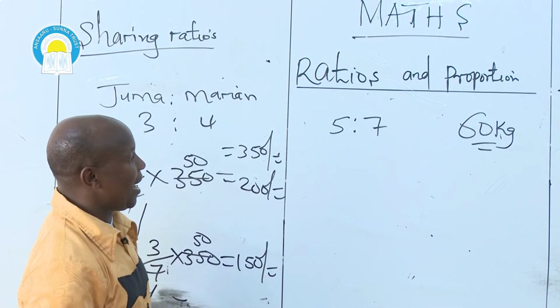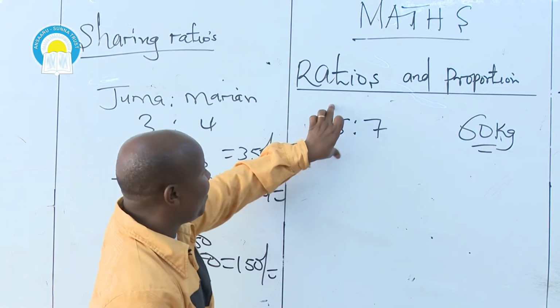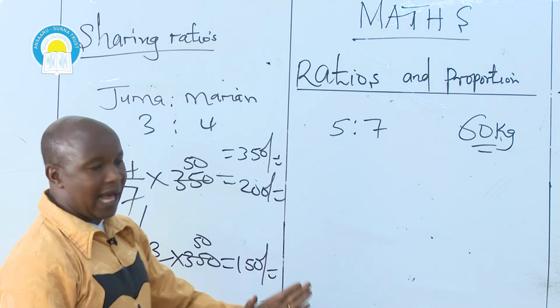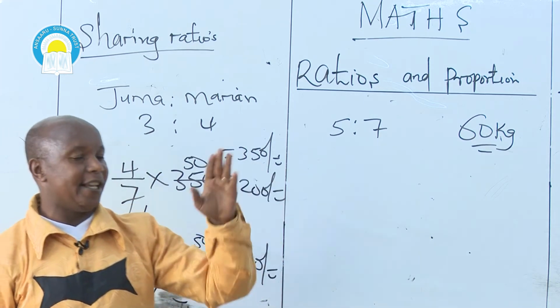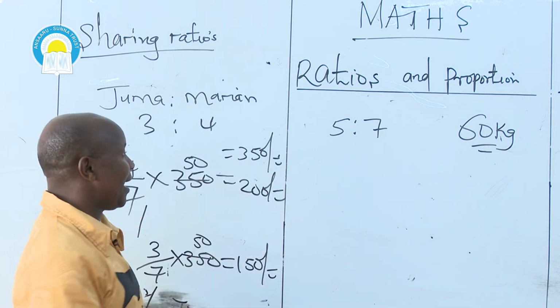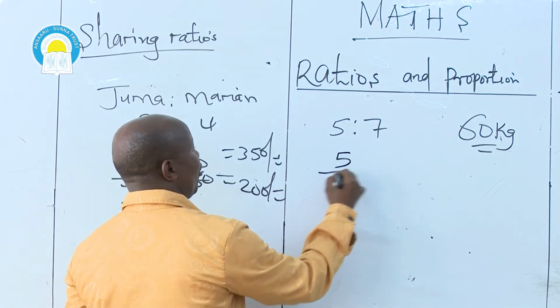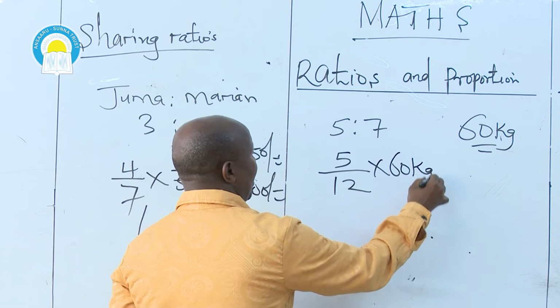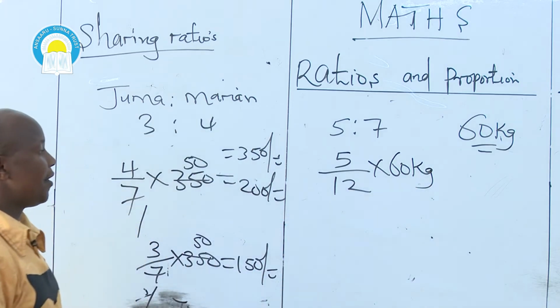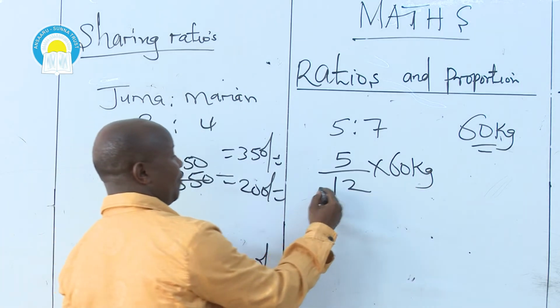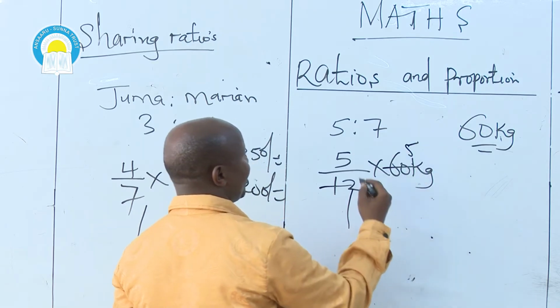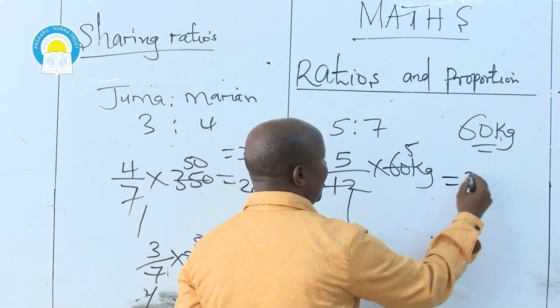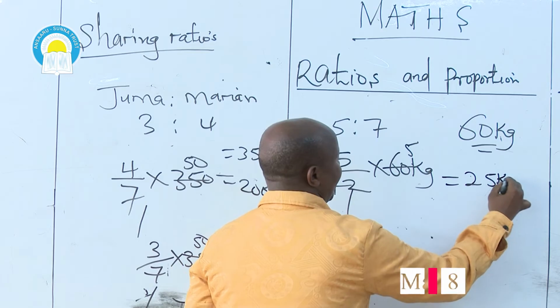Now, the fraction of the first person should be 5 over the total. And class, the total of 5 and 7 is 12. So in my case here, I will have 5 over the total, which is 12, times 60 kilograms. I get the share for the first person. By 12, 1, by 12 will go 5. So the first person will get only 25 kilograms.